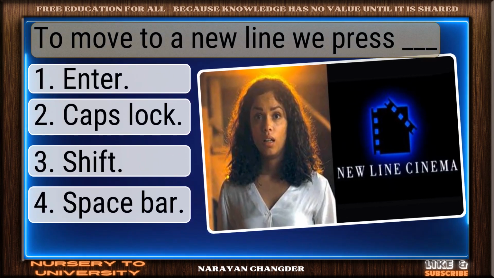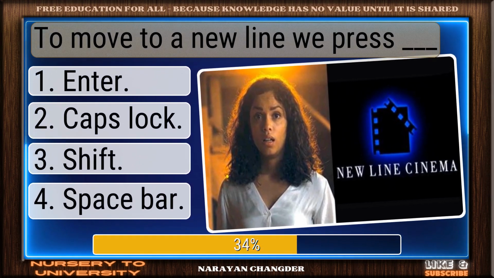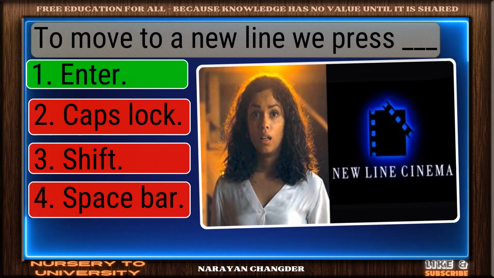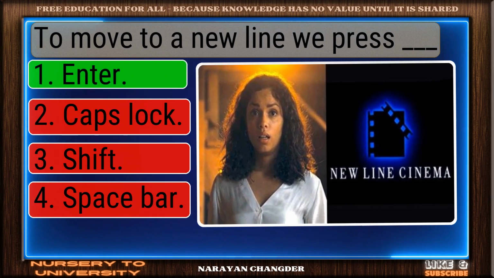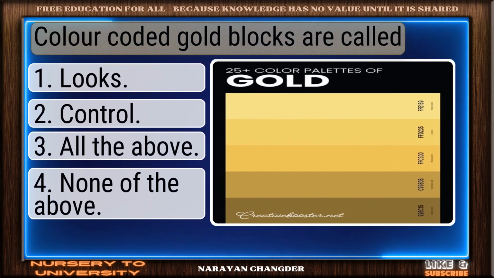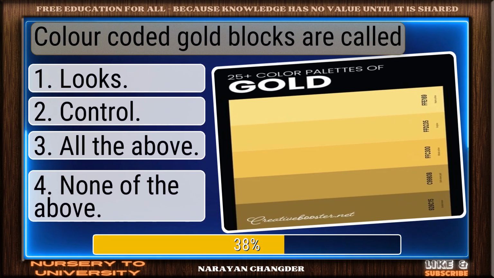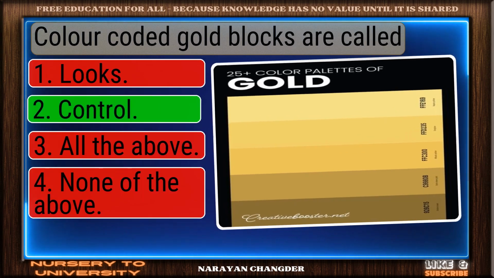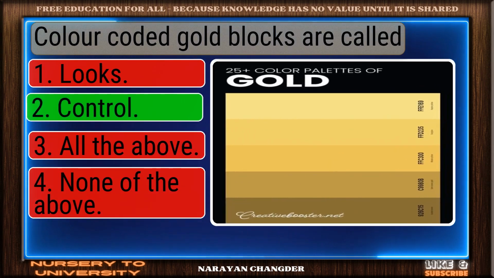To move to a new line, we press dash. Strong choice. Enter is the right answer. Color-coded gold blocks are called. Valid point. Control is true.